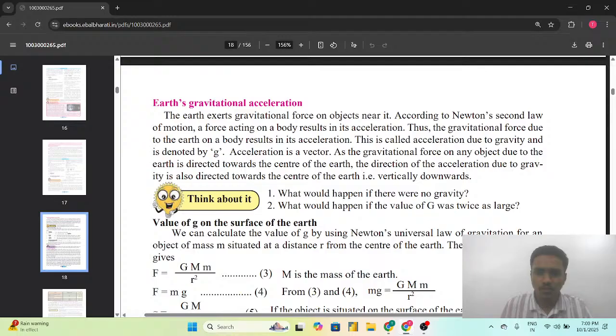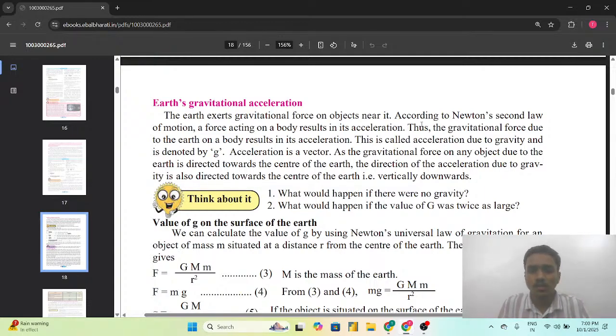The Earth exerts gravitational force on objects near it. According to Newton's second law of motion, a force acting on a body results in its acceleration. तो न्यूटन्स सेकंड लॉ का जो मैथमेटिकल प्रूफ है, सो we have calculated that F is equal to m a. ये जो हमें इक्वेशन मिली थी, फोर्स इज इक्वल्स टू मास इनटू एक्सेलरेशन. और न्यूटन के सेकंड लॉ की जो स्टेटमेंट है, that is the rate of change of momentum occurs in the direction of the applied force.